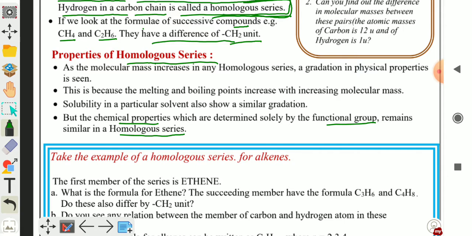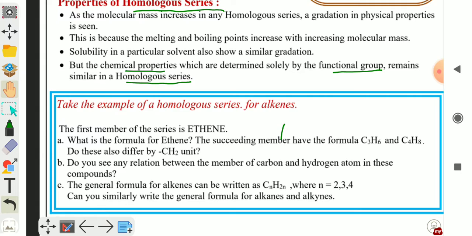Now take the example of the homologous series for alkene. The first member of the series is ethene. What is the formula of ethene? Formula is C2H4. The succeeding members have the formulas C3H6 and C4H8.